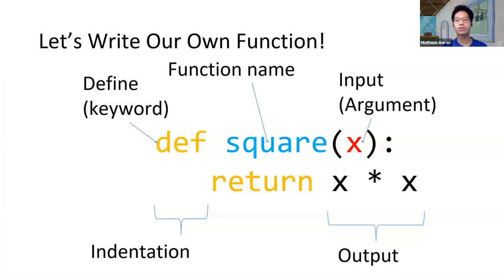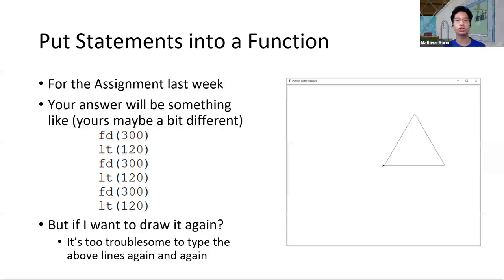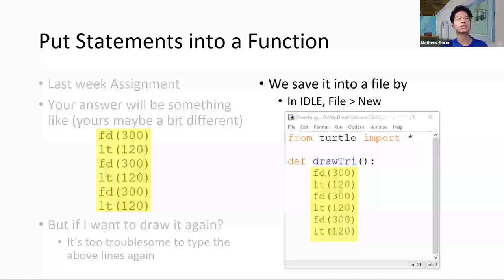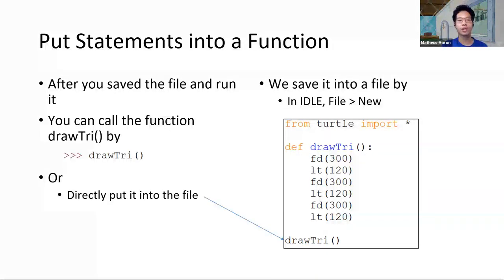Say we wanna draw a triangle. This is not your assignment, but say you wanna draw a triangle. This is the way you draw a triangle: you do one forward, then a left rotate, forward, then a left rotate, forward, then a left rotate, which you can save as a function here, draw triangle. After you save the file and run it, you can call the function, or you can directly put it into the file.